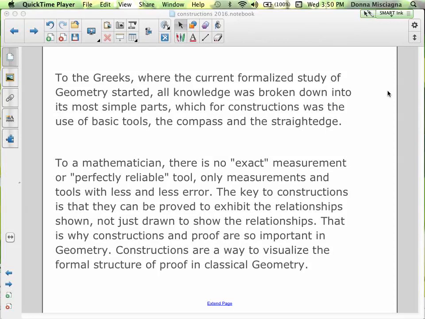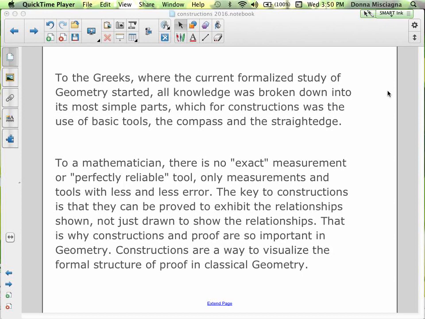Welcome. Today we're going to be learning about constructions. To the Greeks, where the current formalized study of geometry started, all knowledge was broken down into its most simple parts, which for constructions was the use of basic tools, the compass, and the straight edge.